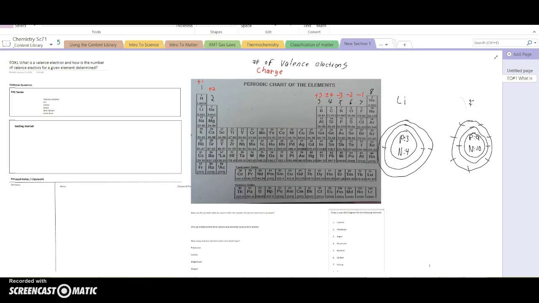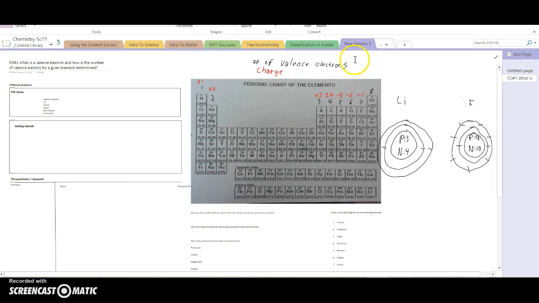Okay, so today we need to understand valence electrons and how to determine how many valence electrons there are in a given element. We also need to be able to understand what's happening with these electrons and how things become ions so that we can prepare ourselves when we move into bonding. So the first thing we can do is take a look at the periodic table.